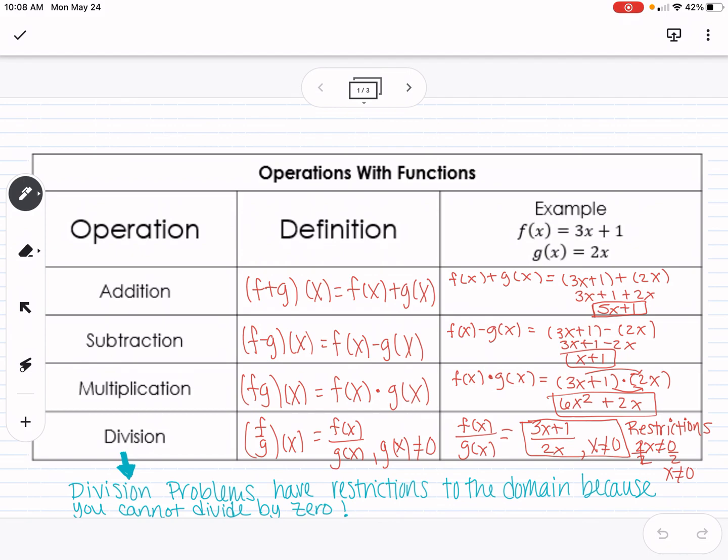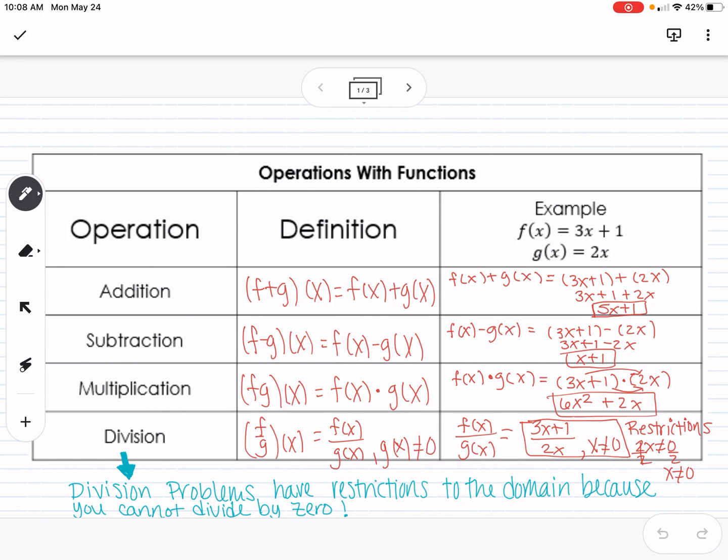F minus g of x means you're subtracting f of x minus g of x. F g of x means you're multiplying f of x times g of x. And f divided by g of x means you're dividing f of x by g of x.